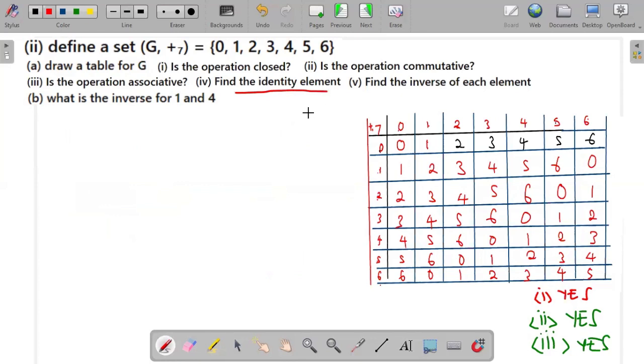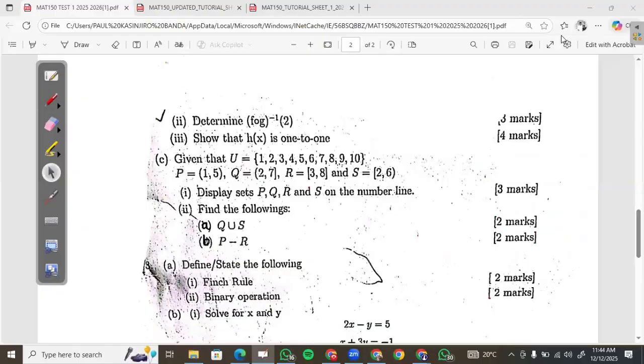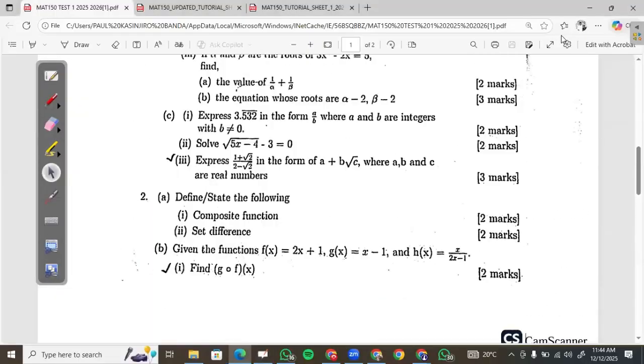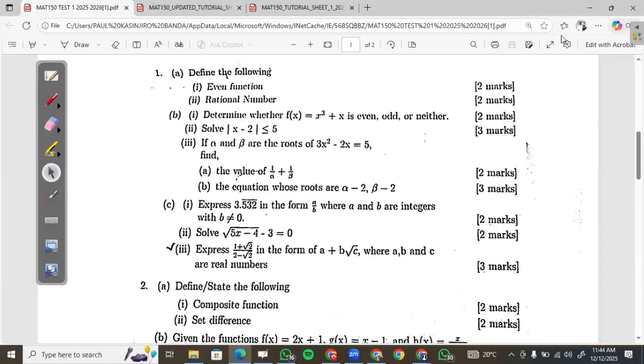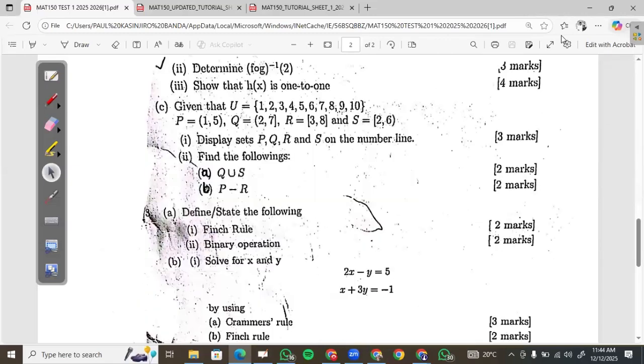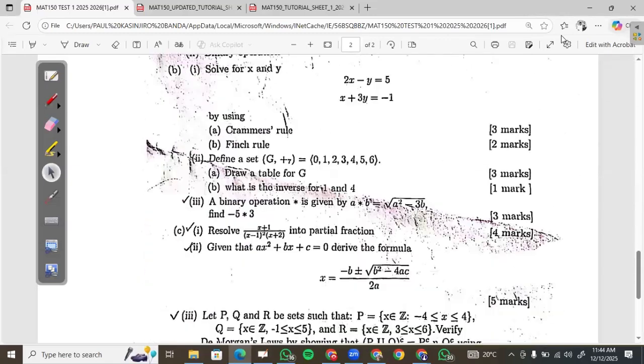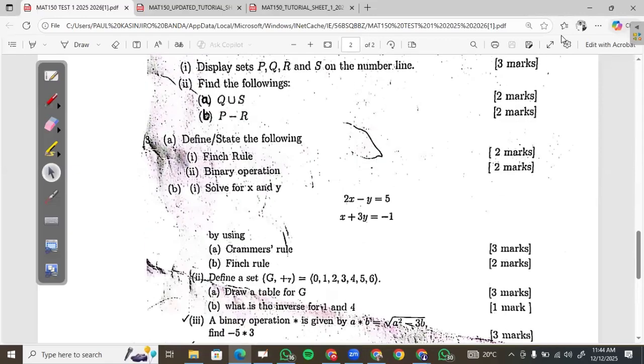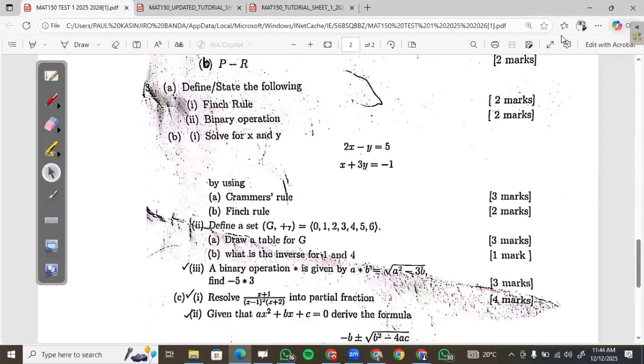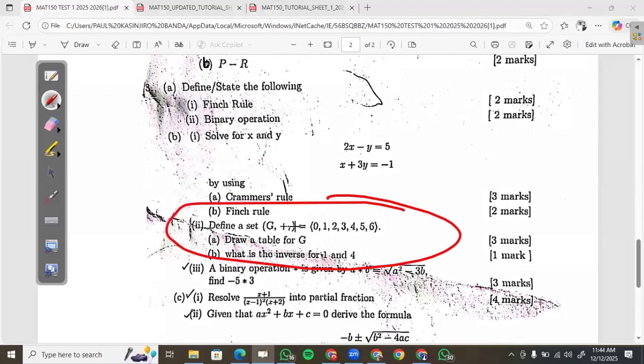Now, before we continue, I'd like to show you guys something. This question here came in your test 1. Where is it? This was question 1, it was on part B2. Question 3B2, this was the question here. So it came in your test 1. You've seen it, the one that we are solving.